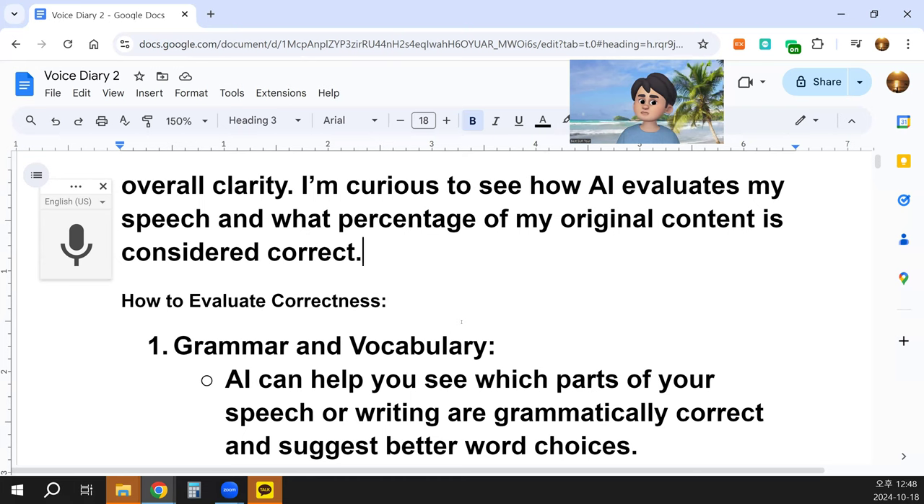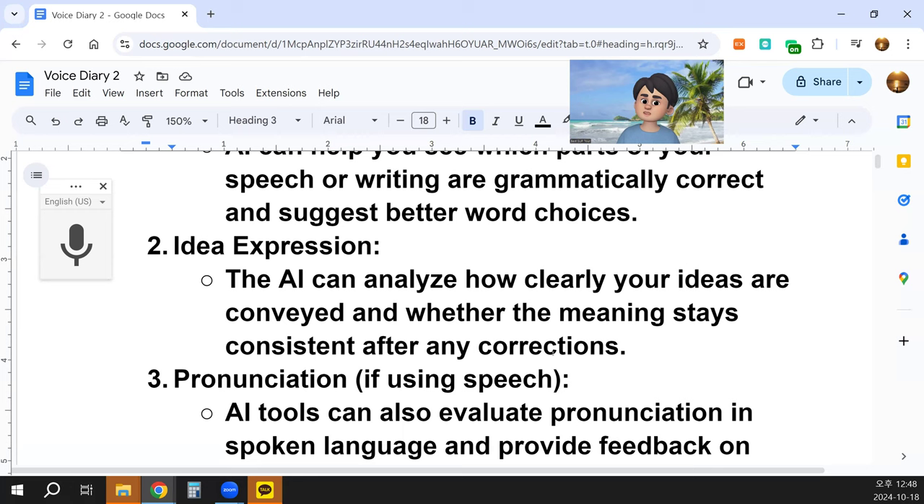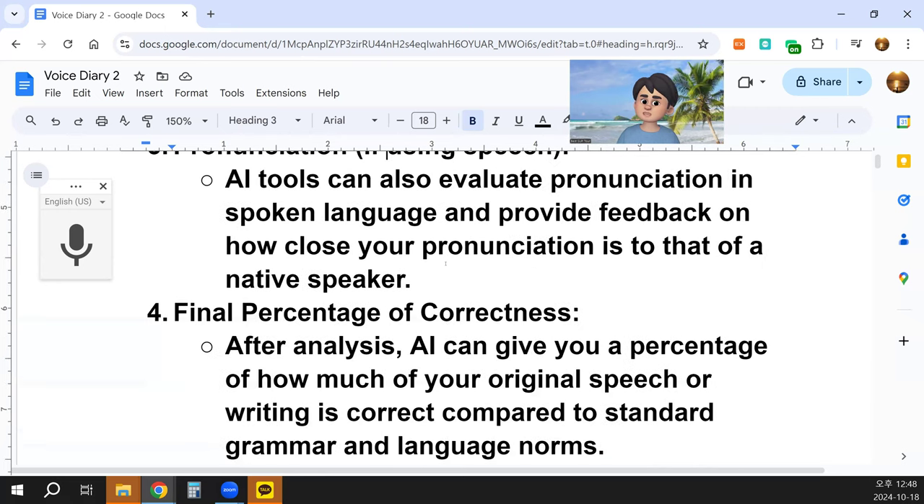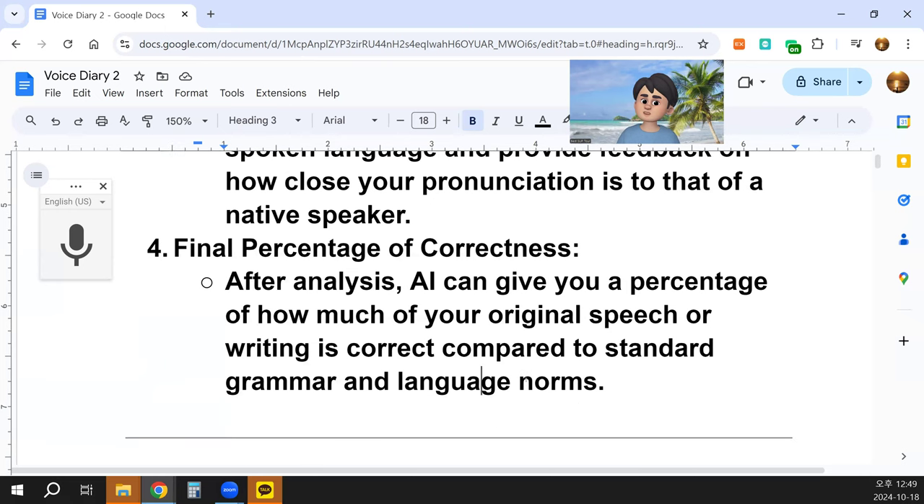How to evaluate correctness. Grammar and vocabulary: AI can help you see which parts of your speech or writing are grammatically correct and suggest better word choices. Idea expression: the AI can analyze how clearly your ideas are conveyed and whether the meaning stays consistent after any correction. Pronunciation: if you use speech, AI tools can also evaluate pronunciation in spoken language and provide feedback on how close your pronunciation is to that of a native speaker. Final percentage of correctness: after analysis, AI can give you a percentage of how much of your original speech or writing is correct compared to standard grammar and language norms.